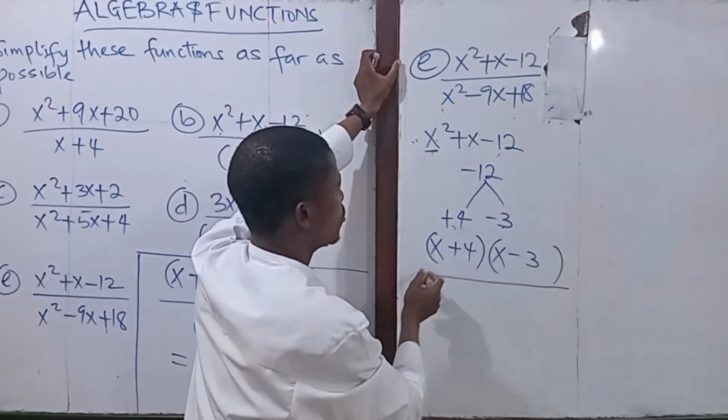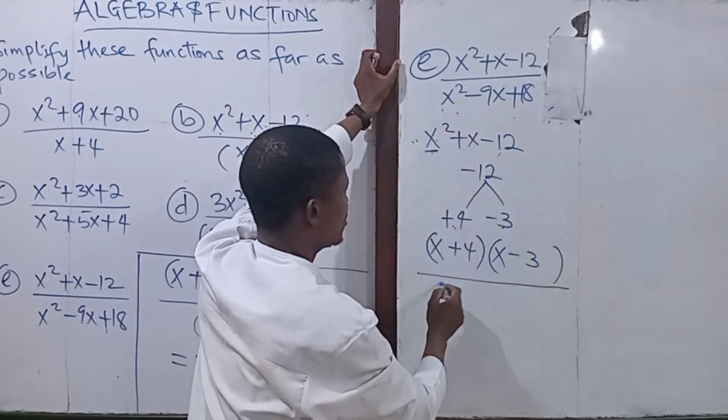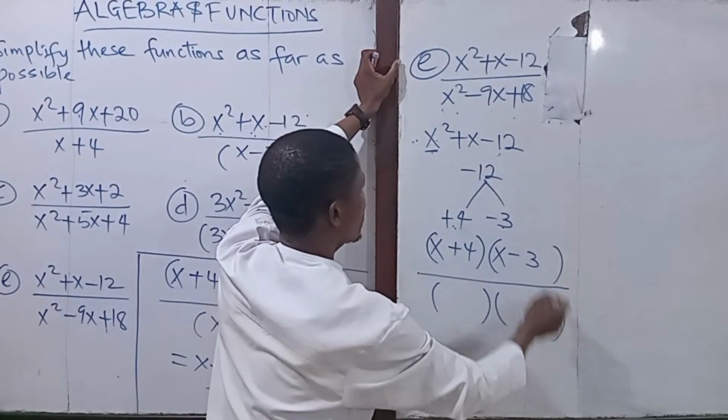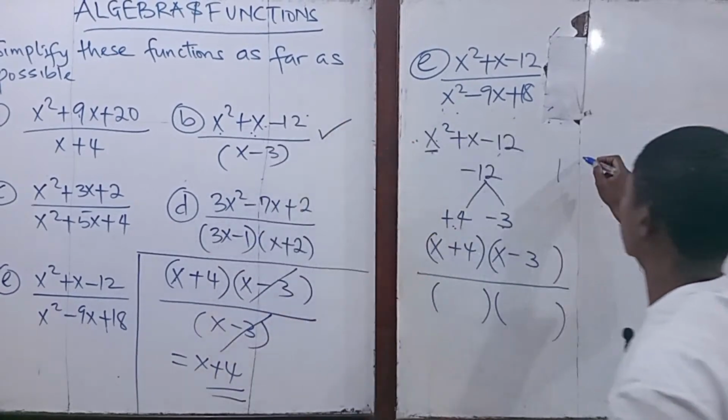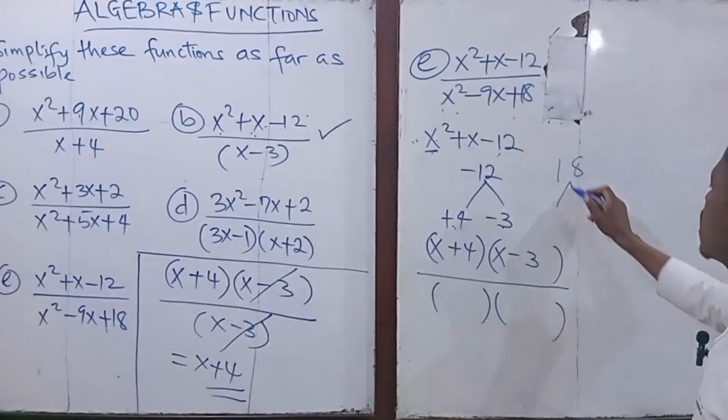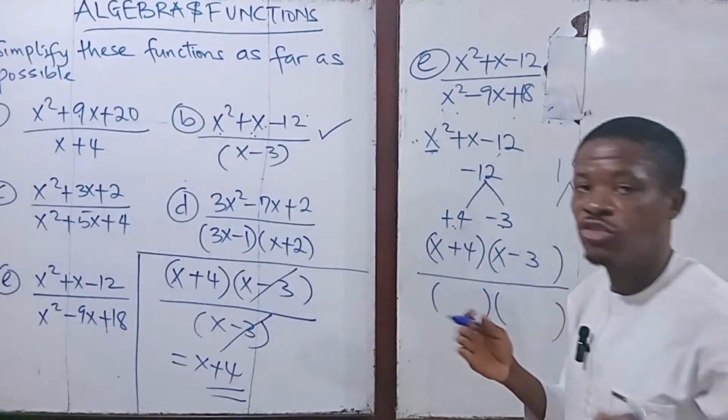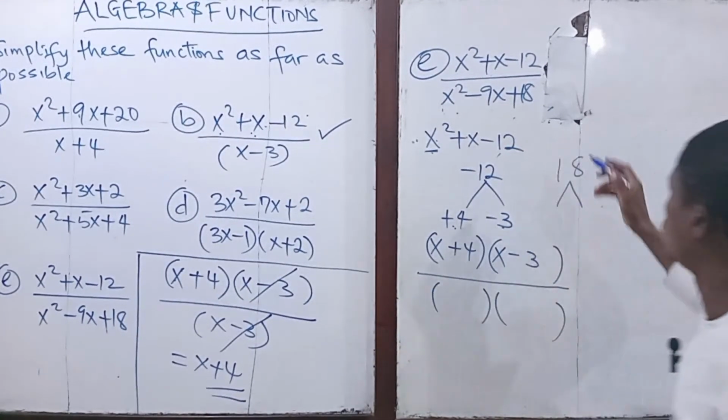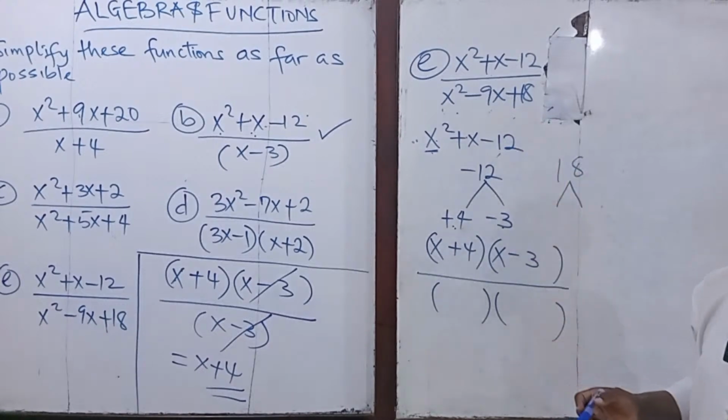Then for the denominator, we're going to do the same thing also. Look for the factors of 18, whereby when you add the two factors, you get minus 9. So what are those two factors that can generate minus 9?